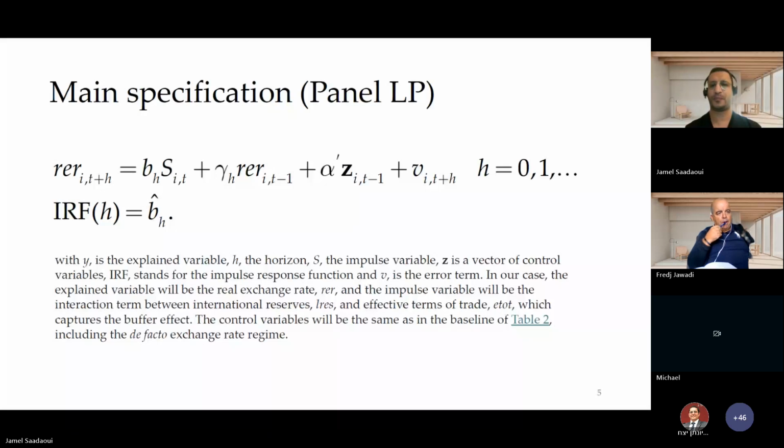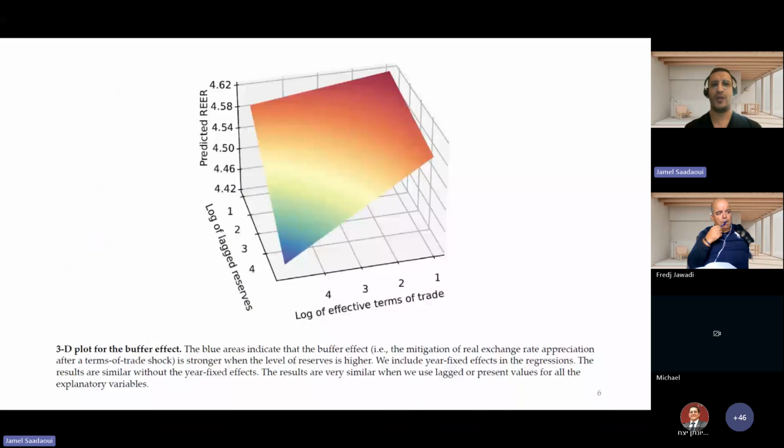First, we need to understand this picture. I am going to show you how to estimate this picture, and it shows that the buffer effect is nonlinear. And the buffer effect, you have a definition here, is the mitigation of real exchange rate appreciation after terms of trade shocks due to the lagged stock of international reserves.